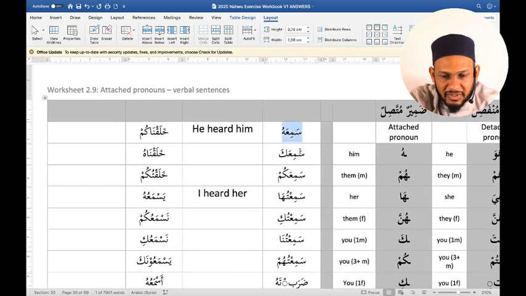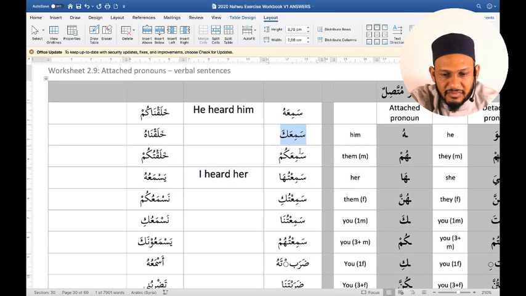Sami'ahu means he heard him. What does sami'aka mean? And what does sami'akum mean? And what does sami'aki mean? Give me those three quickly. Sami'aka, sami'akum, and sami'aki.